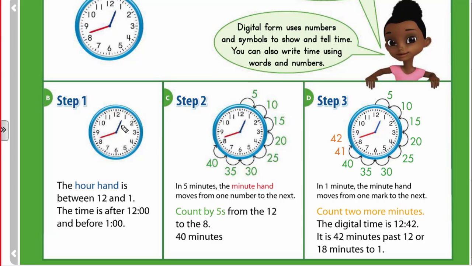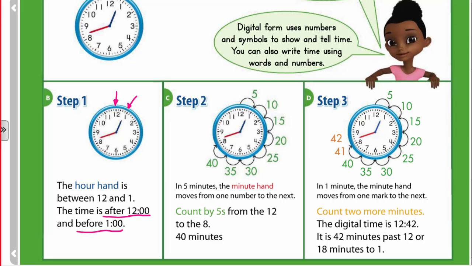Let's see first the short hand here. The short hand here is between 12 and 1. It's pointing between 12 and 1. So it's between 12 o'clock, after 12 o'clock, and 1 o'clock, before 1 o'clock. So the time now is between 12 o'clock and 1 o'clock. So it's after 12 and before 1.